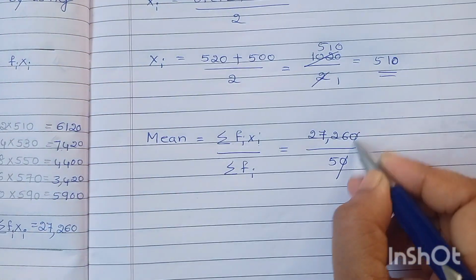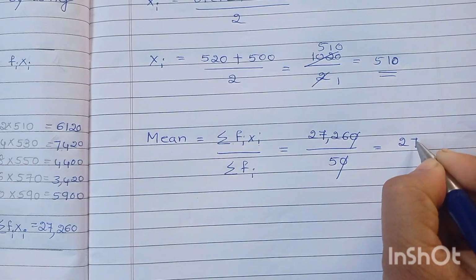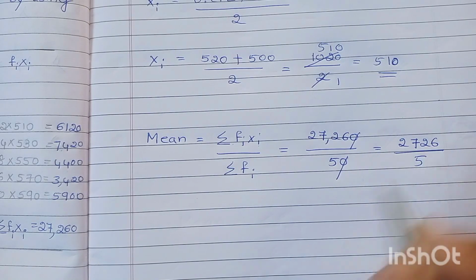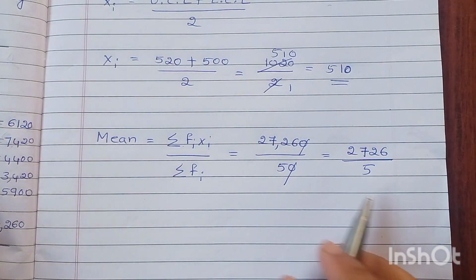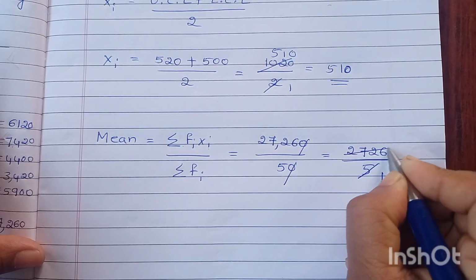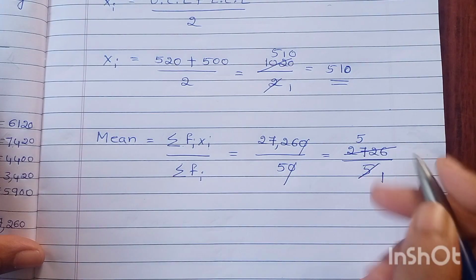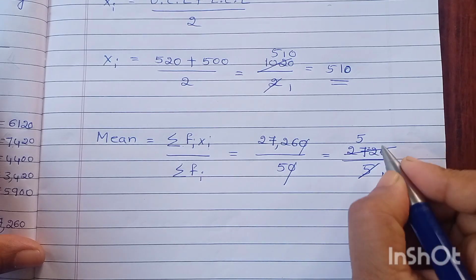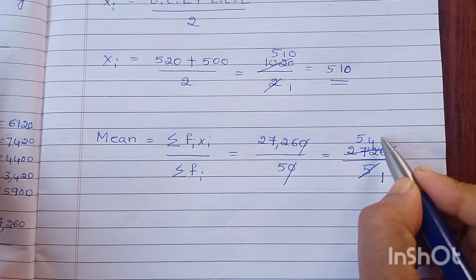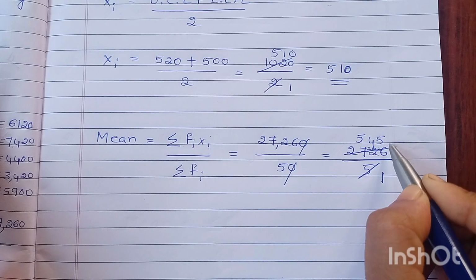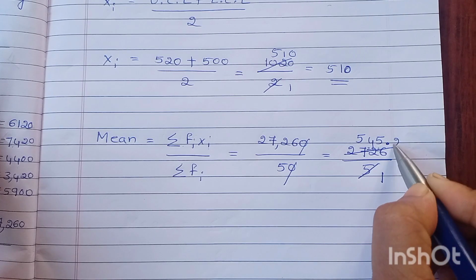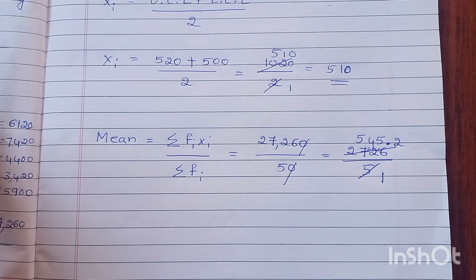For this, 0, 0 cancels. What is left? 2726 divided by 5. Now how to cancel this? Let us cancel this by 5. 5 ones are 5. 5 5s are 25, 2 remains, okay, 22. 5 4s are 20, 2 remains, 26. That is 5 5s are 25, 1 remains. Therefore, point, 5 2s are 10, okay.